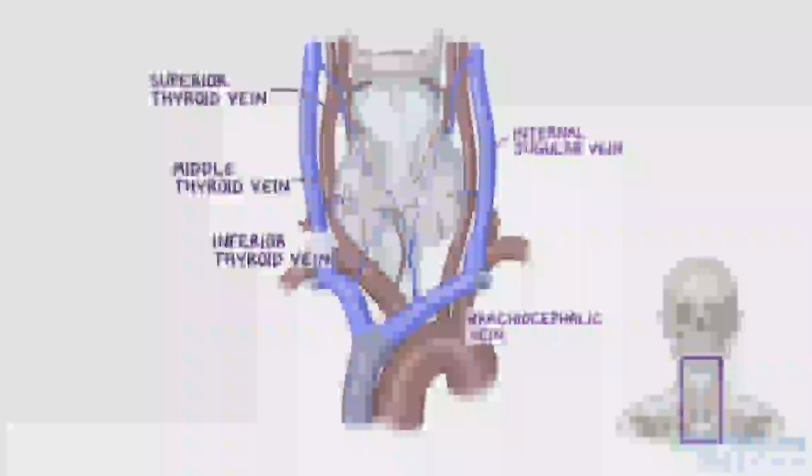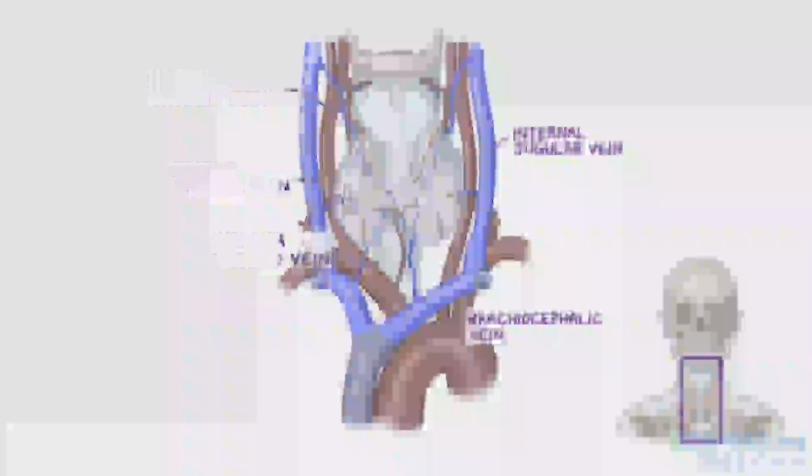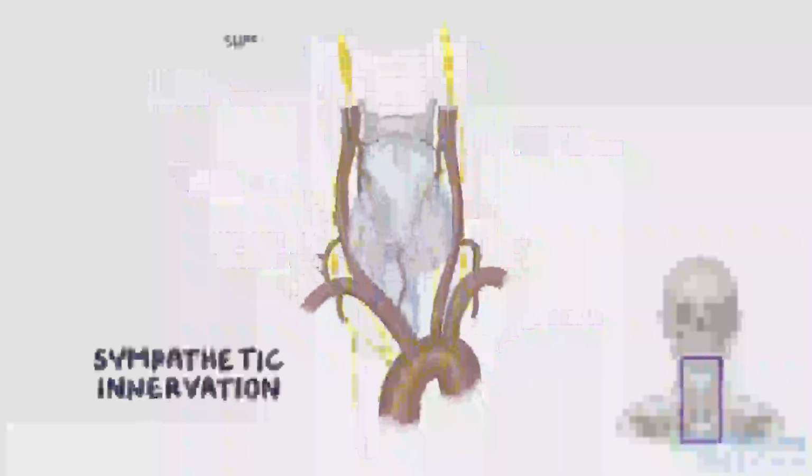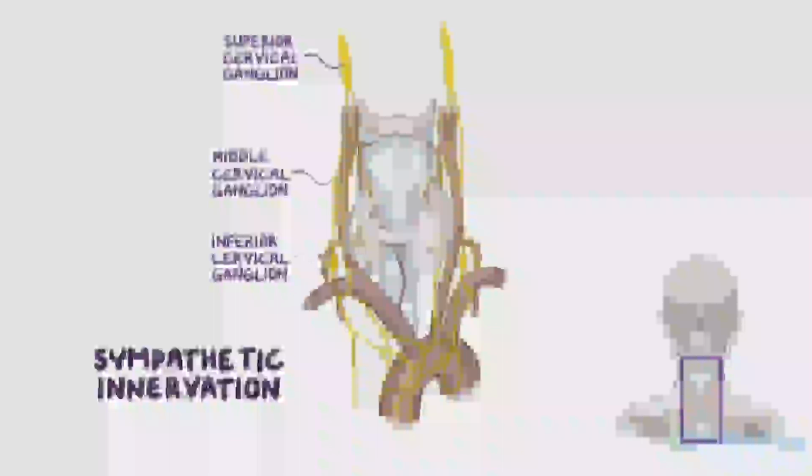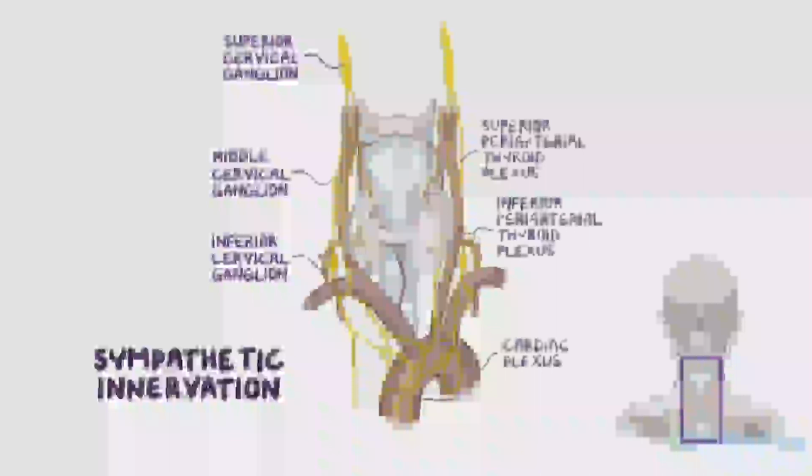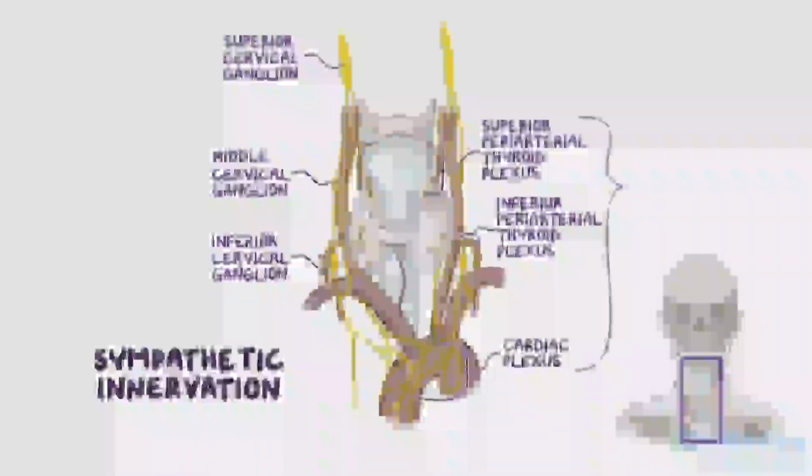The innervation of the thyroid gland is primarily provided by sympathetic nerves derived from the superior, middle, and inferior cervical ganglia that reach the gland through the cardiac plexus, the superior and inferior thyroid periarterial plexuses that accompany the thyroid arteries. These fibers are vasomotor, causing constriction of the blood vessels.